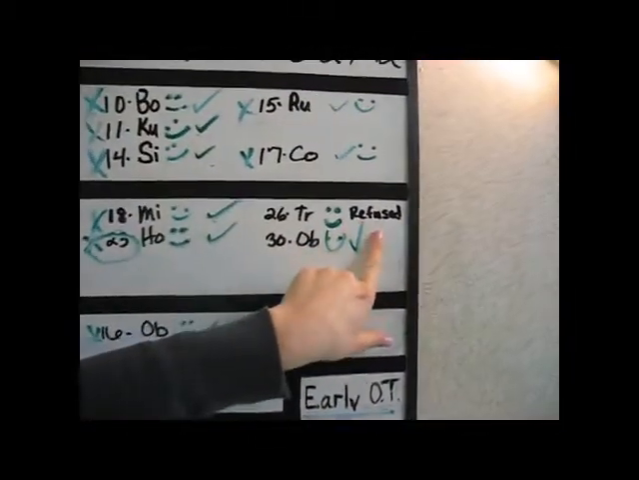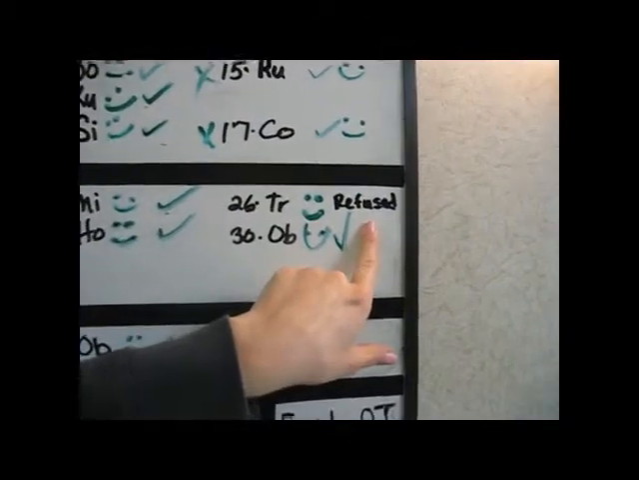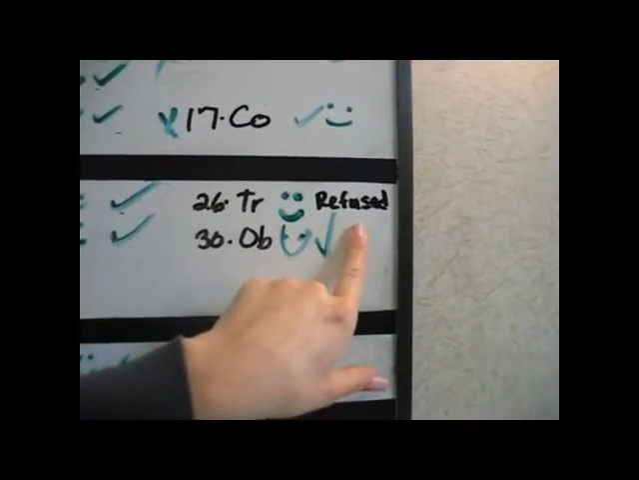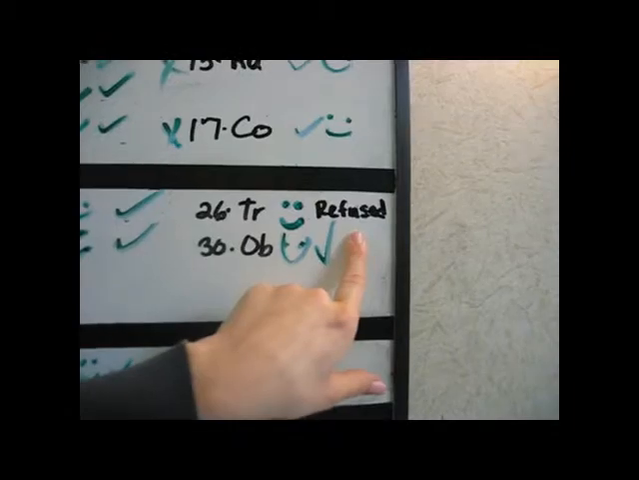Over here we have an example where the patient was medicated but then refused physical therapy, and we write refused because we maintain data between holds and refusals.